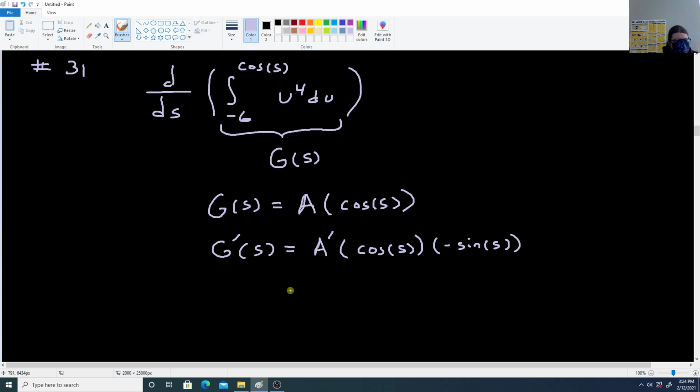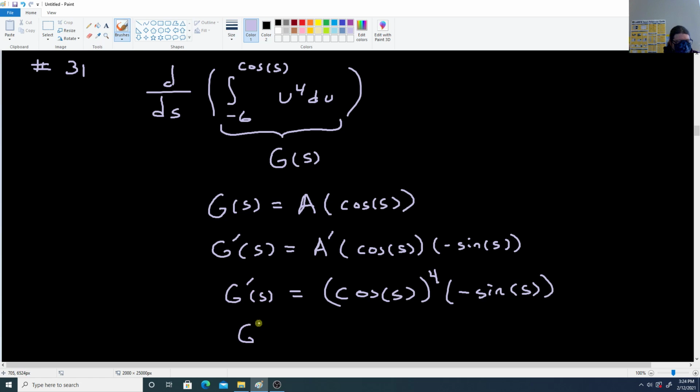So to do this, a prime will be x to the fourth. That'll be the derivative of the area function. You'll just get x to the fourth back. But we have to replace the x with cosine of s. So we get cosine of s to the fourth power. It's being multiplied by negative sine of s. So if we write it up a little bit cleaner, we would get g prime of s will equal negative cosine to the fourth of s times sine of s.